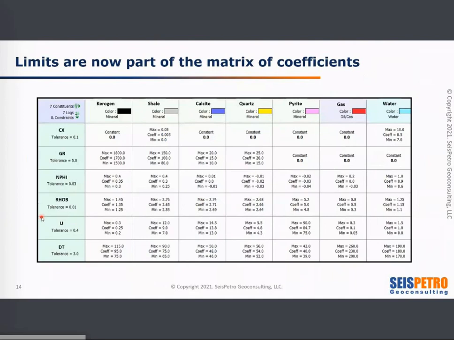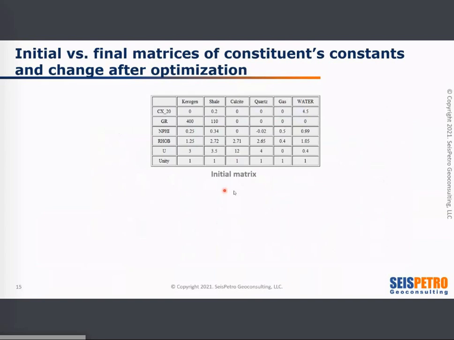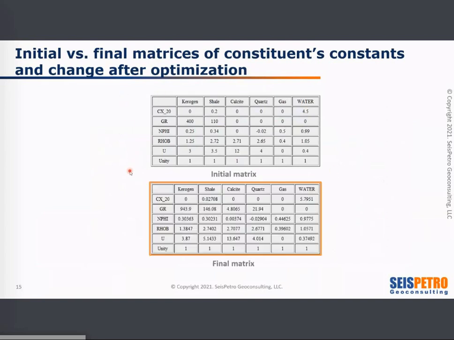So the input to the software is a table of constants where, instead of having one number for each combination of logs with mineral, you actually get three: the minimum, the coefficient, and the maximum. You start with an initial matrix, and after you have run the program and obtained the volumes, you also get a final matrix of coefficients, the constant values that gave you the best solution, as an output as well.